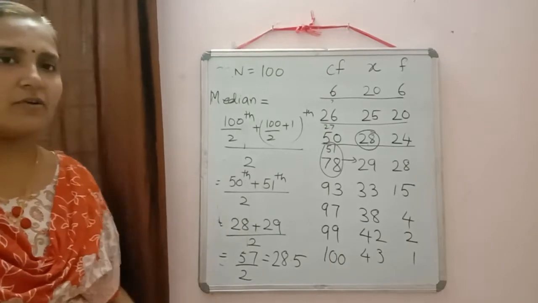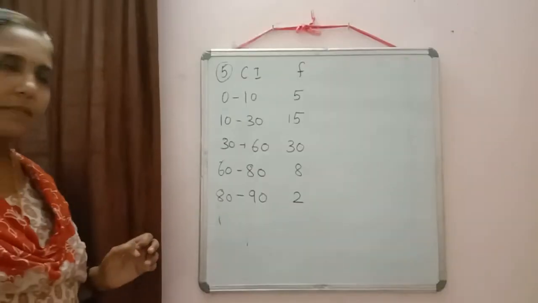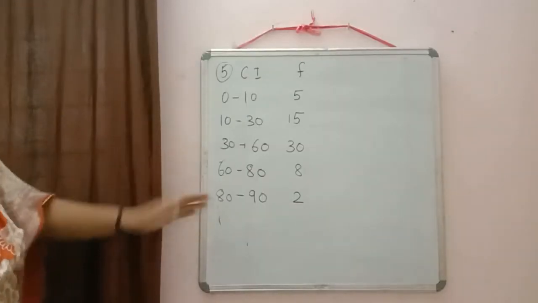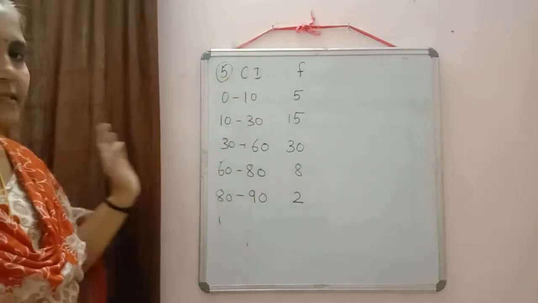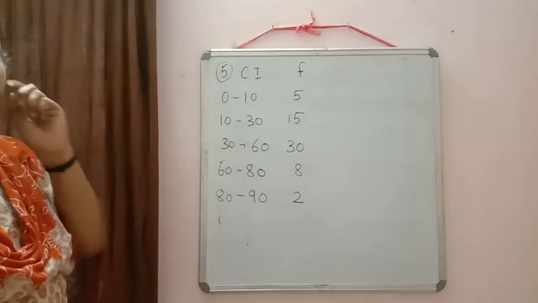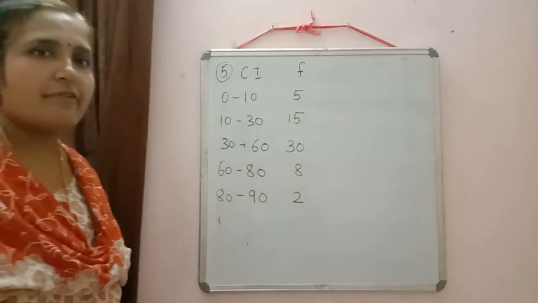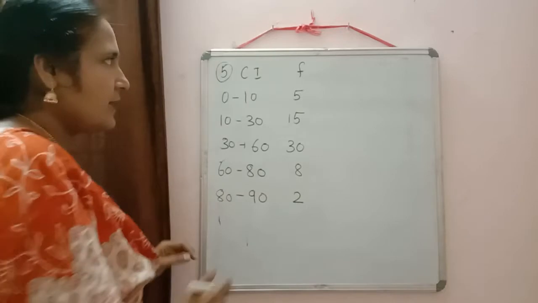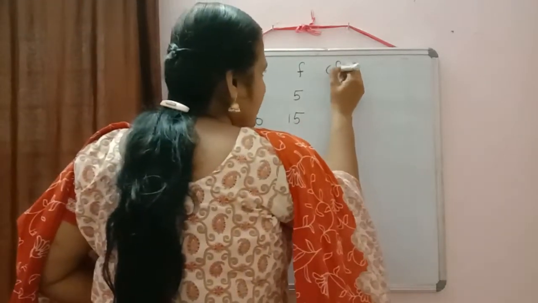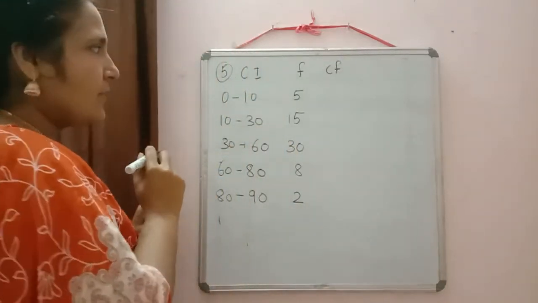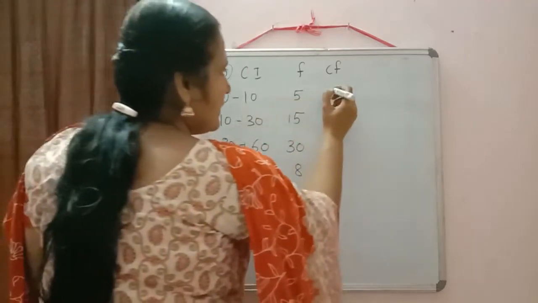Okay, so moving on to the next question. Now in this one, class intervals are given and frequencies are also given. Now we will check the formula which we wrote for the median of a grouped frequency distribution. So again, first we have to find the cumulative frequency. So here the first one will come 5.